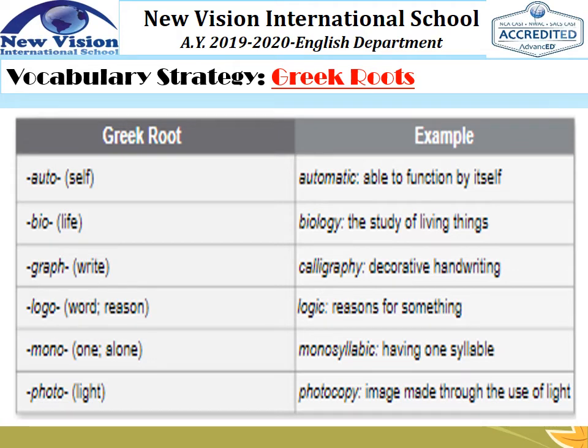Mono, which means one or alone, just like in the word monosyllabic, meaning one, mono, then syllabic, referring to syllable. Next one, photo, which means light. In the word photocopy, photo, which means light, then copy, it's an image made through the use of light. Got them? Great.